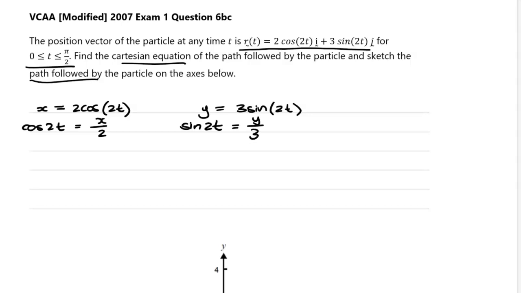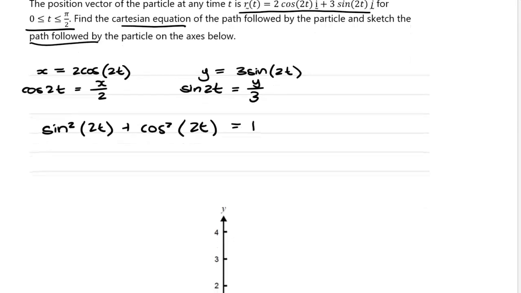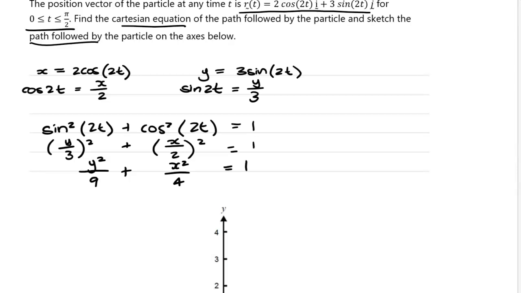Now, you might be a bit concerned at first that we have cos 2t and sine 2t, but that's okay because sine squared of 2t plus cos squared of 2t is still equal to 1. That's going to be nice because we can eliminate that t by substituting. We had that sine was y over 3, and we've got to square it. That cos was x over 2, which we're going to square. So y squared over 9 plus x squared over 4 equals 1.